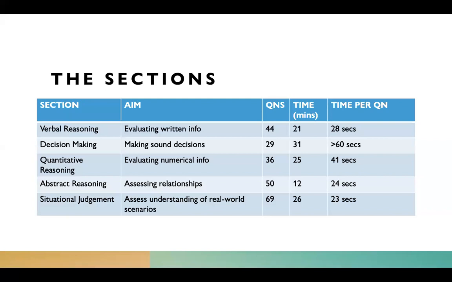So the way to make your life easier with that section is just reading the GMC guidance to a good doctor, because it literally tells you how to behave as a medical professional and as a medical student, which essentially is what they're testing you on in the SJT.